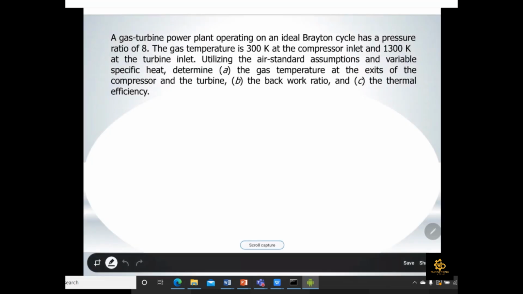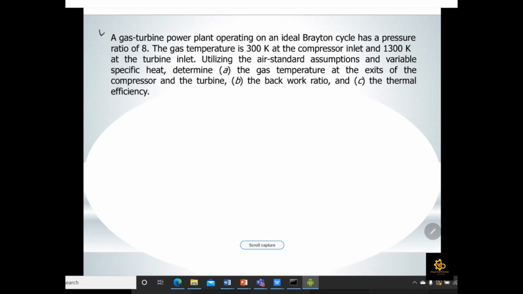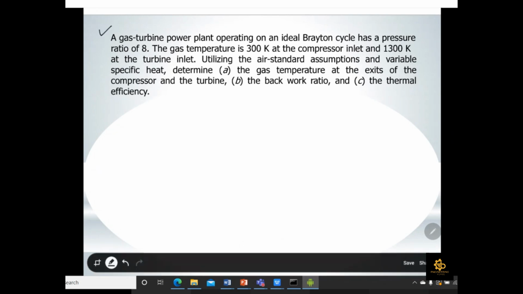Starting the example related to the Brayton cycle, which is the gas turbine based gas power plant. This is example 9-5 from your book. A gas turbine power plant operating on an ideal Brayton cycle has a pressure ratio of 8, so RP is given in your question. The gas temperature is 300 Kelvin at the compressor inlet.